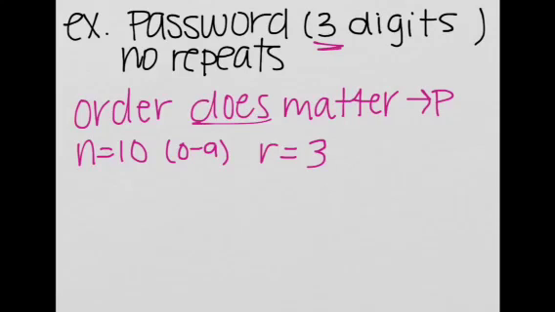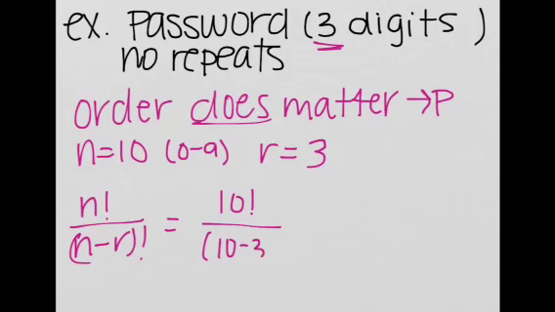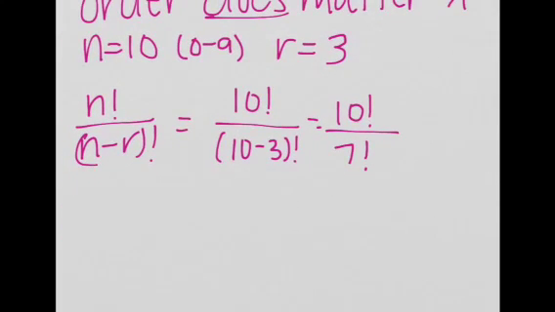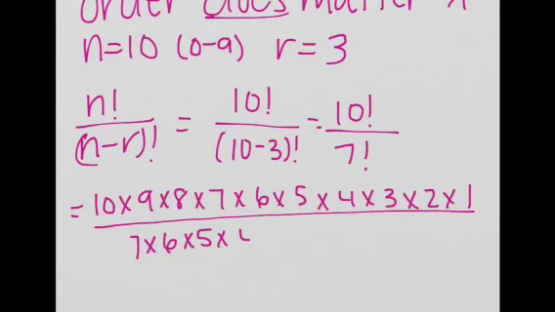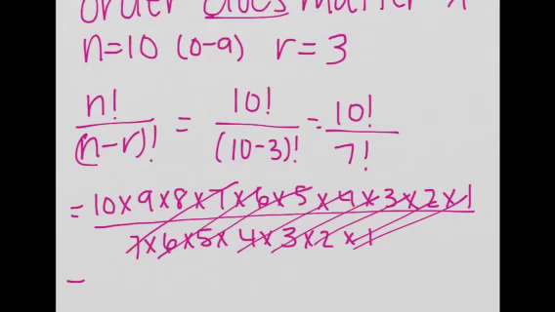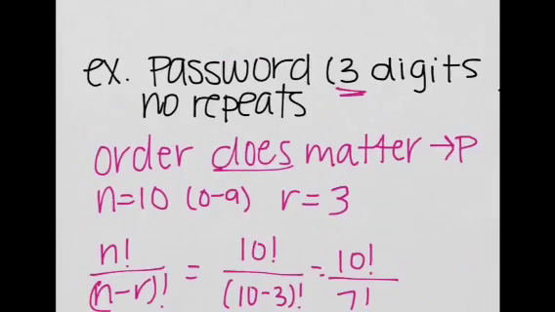Okay, so now we're going to plug it into our formula, which states that it will equal n factorial over n minus r factorial. So this is equal to 10 factorial over 10 minus 3 factorial, and this is equal to 10 factorial over 7 factorial. Okay, so basically this is equal to 10 times 9 times 8 times 7 times 6 times 5 times 4 times 3 times 2 times 1 all over 7 times 6 times 5 times 4 times 3 times 2 times 1, and realize that basically all of the 7 factorial can cancel and divide out, and we are left with 10 times 9 times 8, which is equal to 720. So there are 720 ways for you to pick your password.